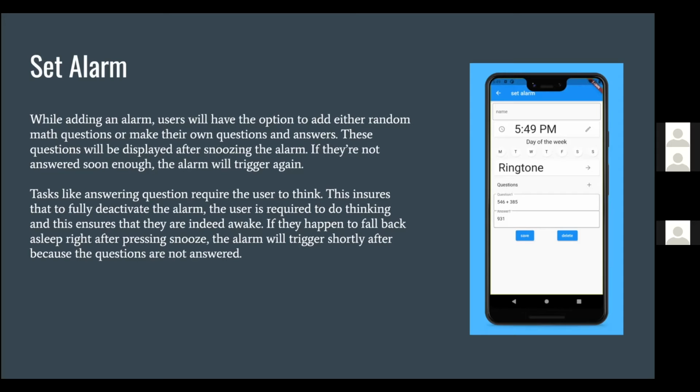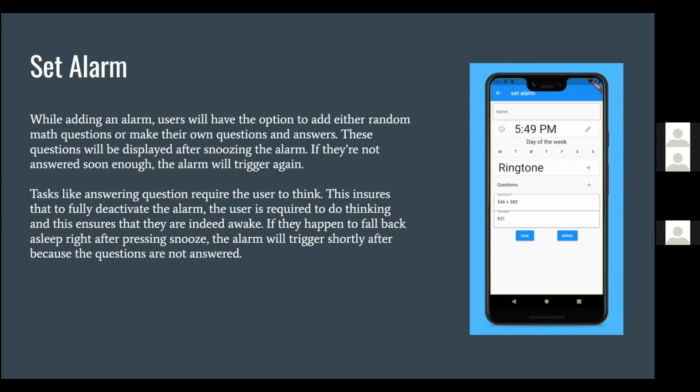They could be simple math questions like addition, like the one we have on the right, or users would actually have the option, if they want, to create their own questions and answers. And they could even have multiple questions. How this would work is after you hit the snooze, the questions will display in order and you would have to answer them one by one.